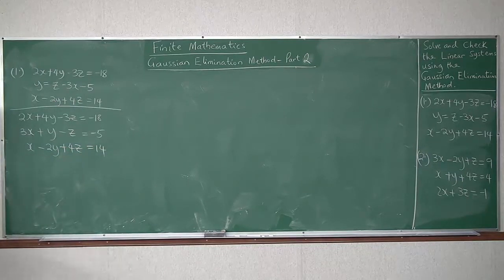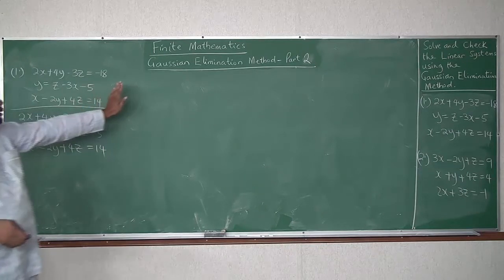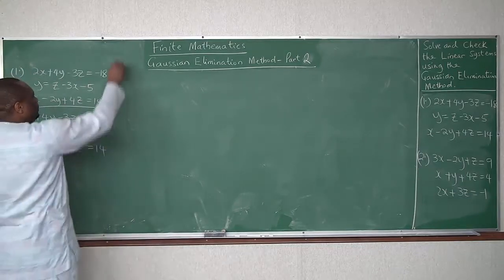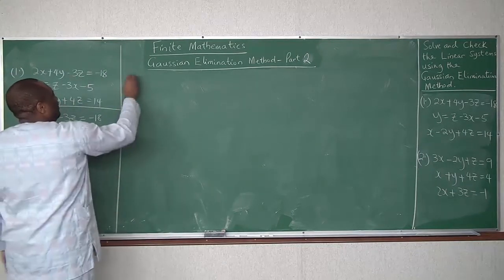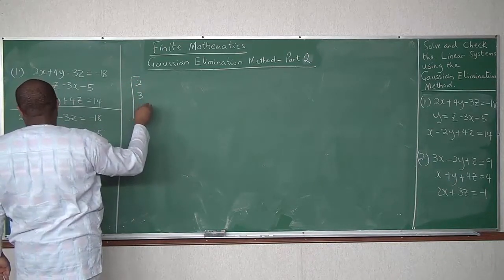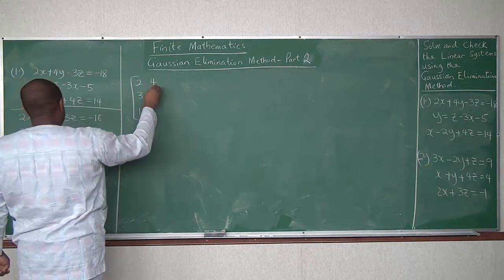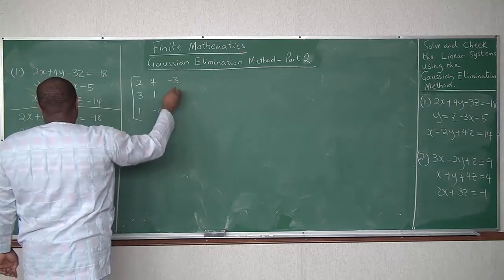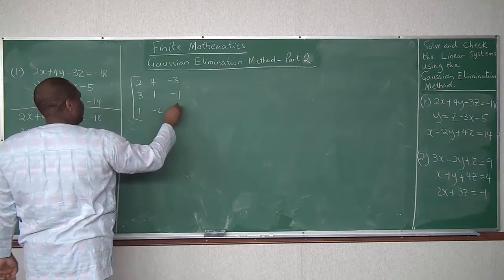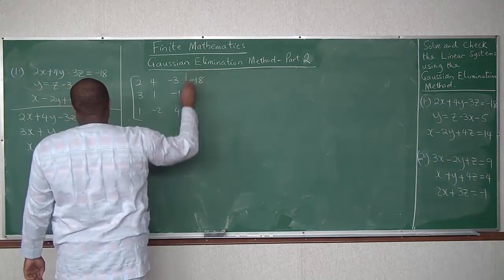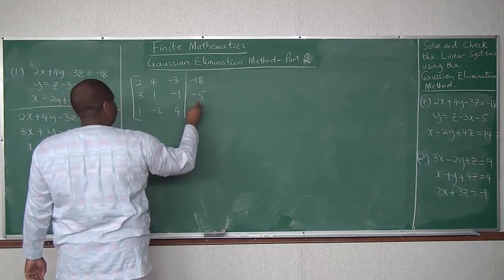We now have to do what? Write an augmented matrix. It will be better we use the board here, so we have more space. So the augmented matrix, we have 2, 3, 1, 4, 1, negative 2, negative 3, negative 1, 4, and this is negative 18, negative 5, 14.